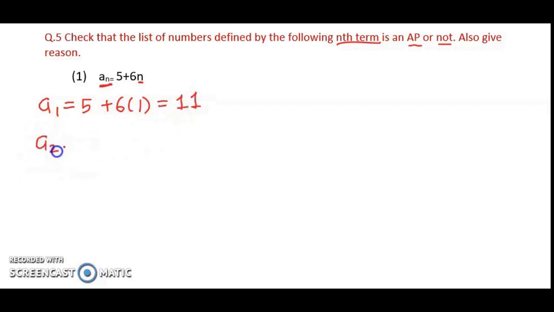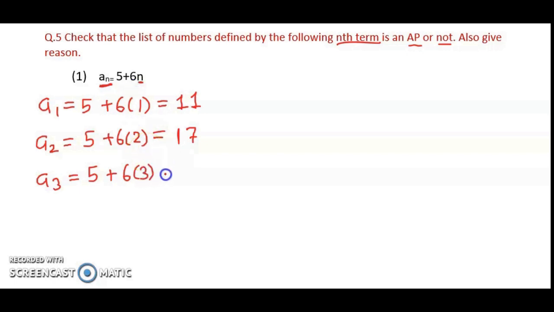Same way, if you want to find the second term, in place of n we will put 2. So we will get 6 multiplied by 2, 12, plus 5, that is 17. Same way, if you want to find the third term, we will put 3 in place of n here, so we'll get 18 plus 5, that is 23.